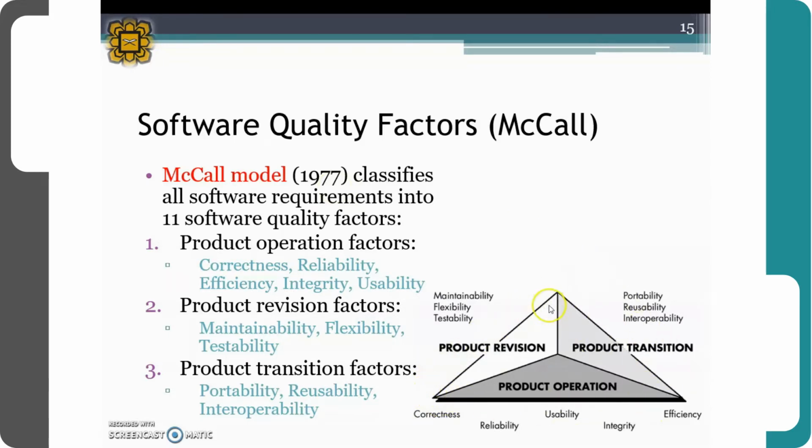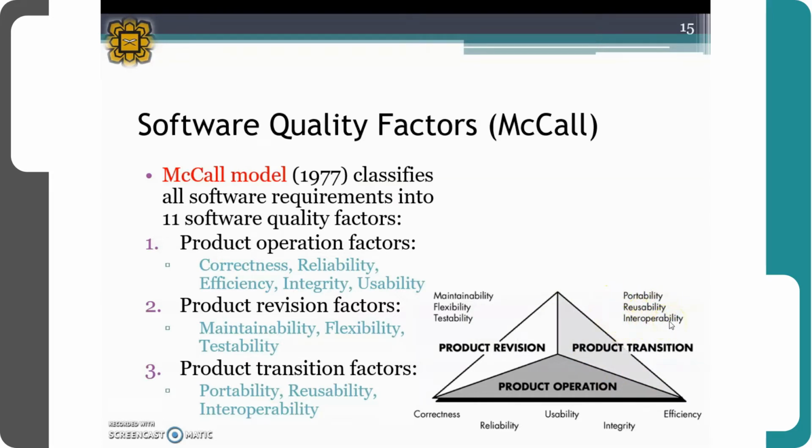So it has three types of quality factors. The first one is product operation. This one, product operation, includes correctness, reliability, usability, integrity, and efficiency. And for product revision factors, it includes maintainability, flexibility, and testability. And finally, for product transition, we have portability, reusability, and interoperability.